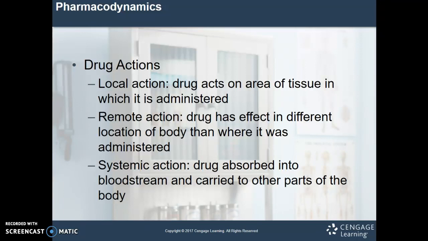A remote action: the drug has an effect in a different location of the body than where it was administered, such as a nerve block, for instance, which is where they inject a block within the spinal cord to cut off anything from that point and below. The drug can also have a systemic action, which is where the drug is absorbed into the bloodstream and carried to other parts of the body. This can happen with oral medications such as antibiotics. It can happen with pain medications. Many medications can exert a systemic reaction.